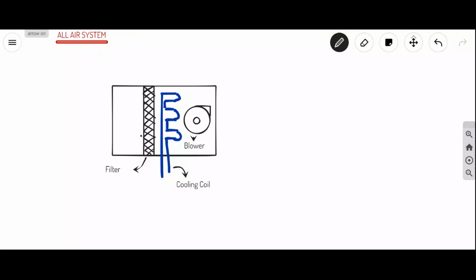So AHUs are basically used to cool the bigger areas or bigger volumes, we can say. AHUs are used to cool the bigger areas like shopping malls, airports, hospitals. So the bigger applications, the commercial applications, to cool the commercial applications, we are going to use the air handling units.